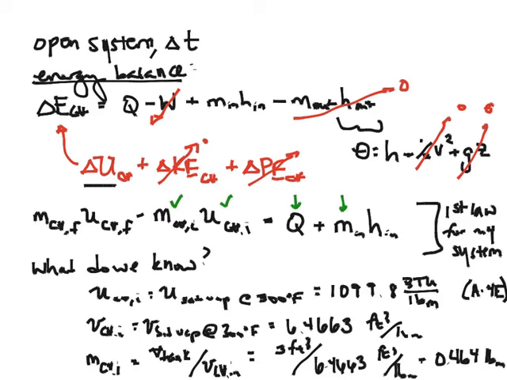Okay, let's go to the next page, and I'm going to keep going with this. I'm going to keep finding these terms. So the next thing I'm going to find is the enthalpy of my steam coming into my control volume. Now, I know that this is steam at 200 psia.